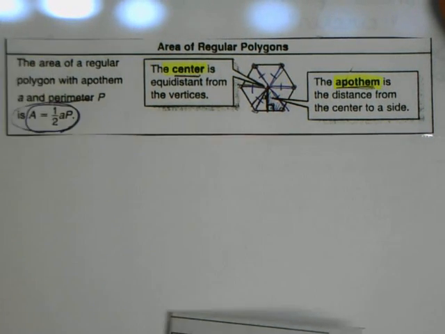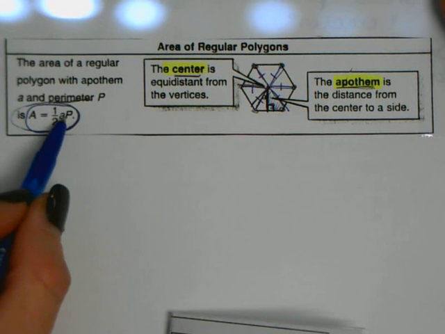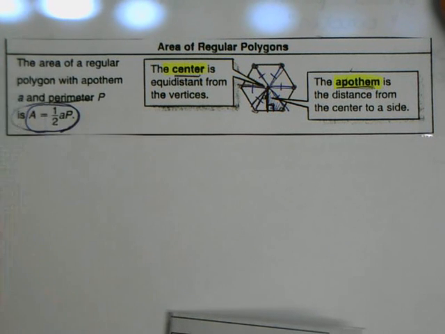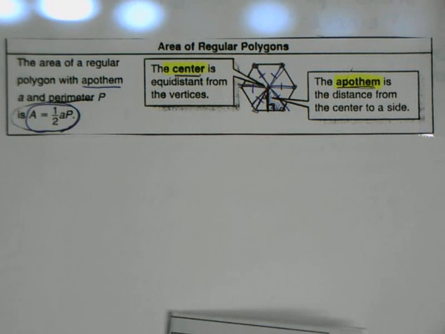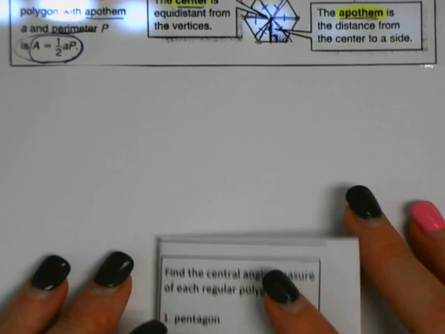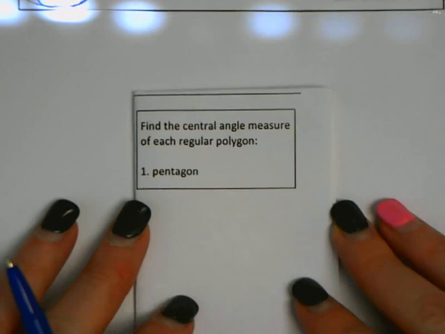Also, our formula is 1/2 little a times big P. The little a stands for our apothem, and the big P stands for perimeter of the polygon. So we will have to define some perimeters, and all of this is going to help us find our area. All right, so let's get started with our booklet.